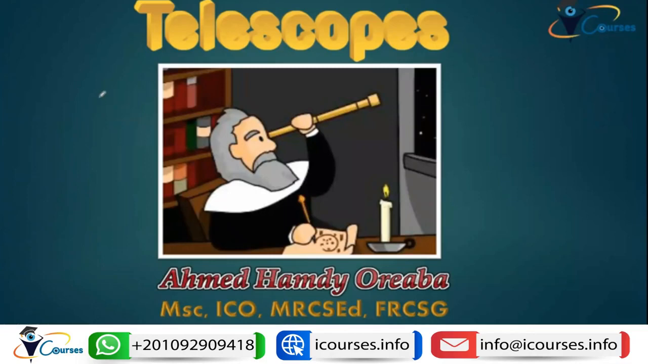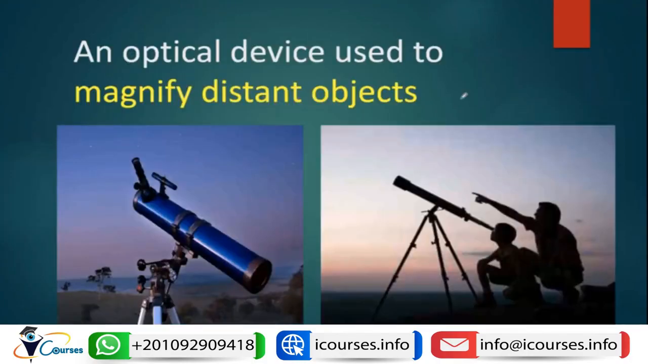So today we will finish the rest of instruments. So let's start immediately with the telescopes. So what are telescopes? When we are using a telescope, we use it for visualization and magnification of a distant object.